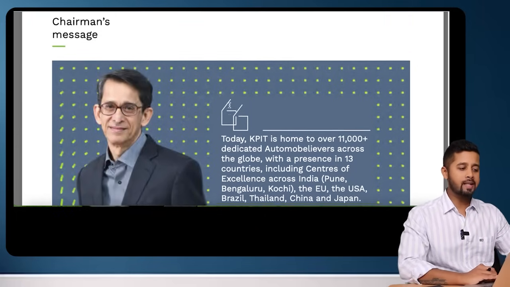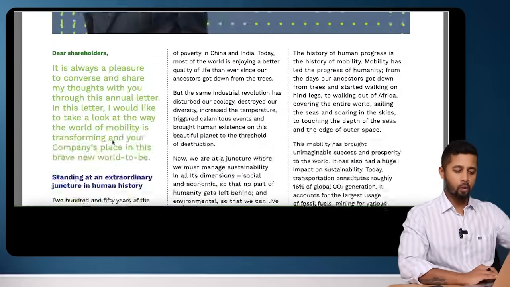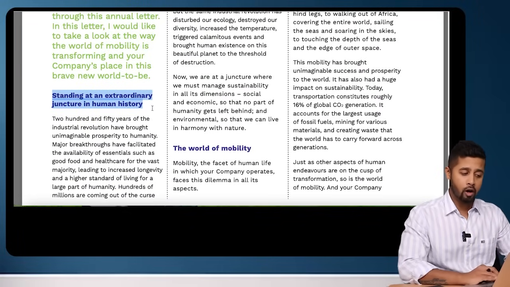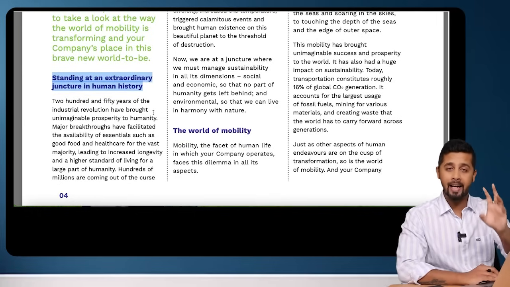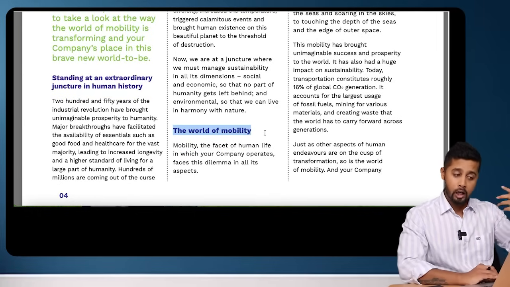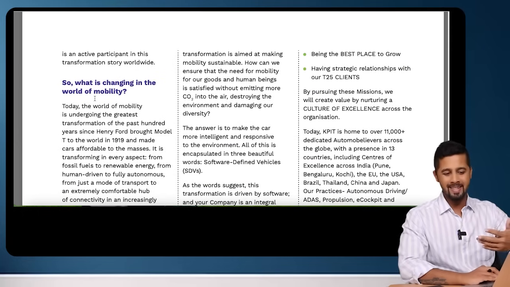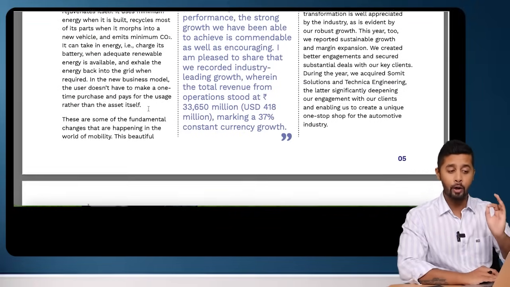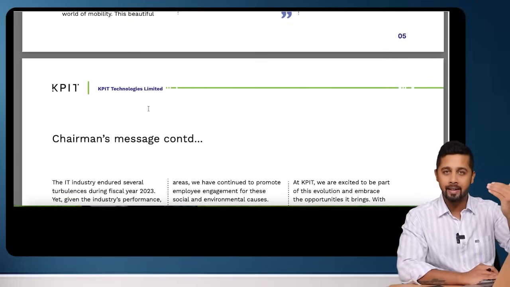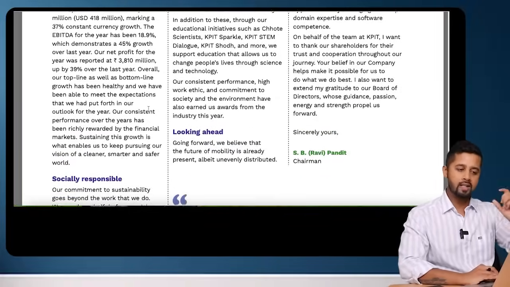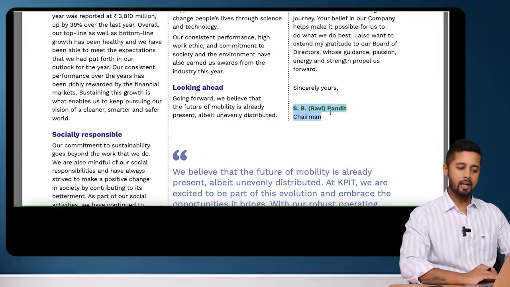So for example, here you can see the chairman's letter, Mr. Ravi Pandit, who has elaborated in detail about the standing at an extraordinary juncture. Basically the electric mobility that we are talking about, the 21st century revolution, the world of mobility. Of course, this is in detail, you have to read it. What is changing in the world of mobility? What are the latest advancements? Trust me folks, this gives you a very good understanding of where the industry is going and what the growth plan of the company is. So that's the chairman's letter, right?